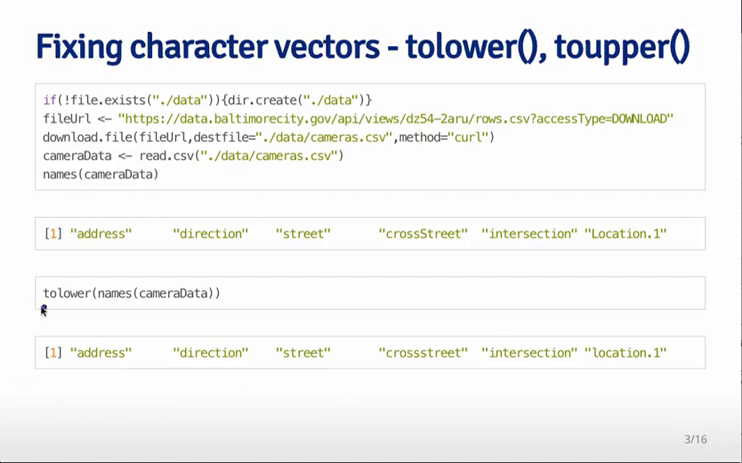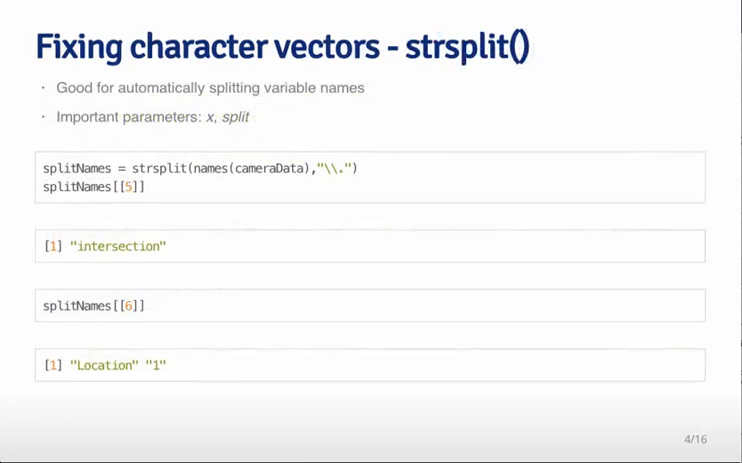And so one way to do that with R is to just use tolower. So you can make the names all be only lowercase letters by using the tolower command. There's also a toupper command if you need that in order to make the letters all uppercase.